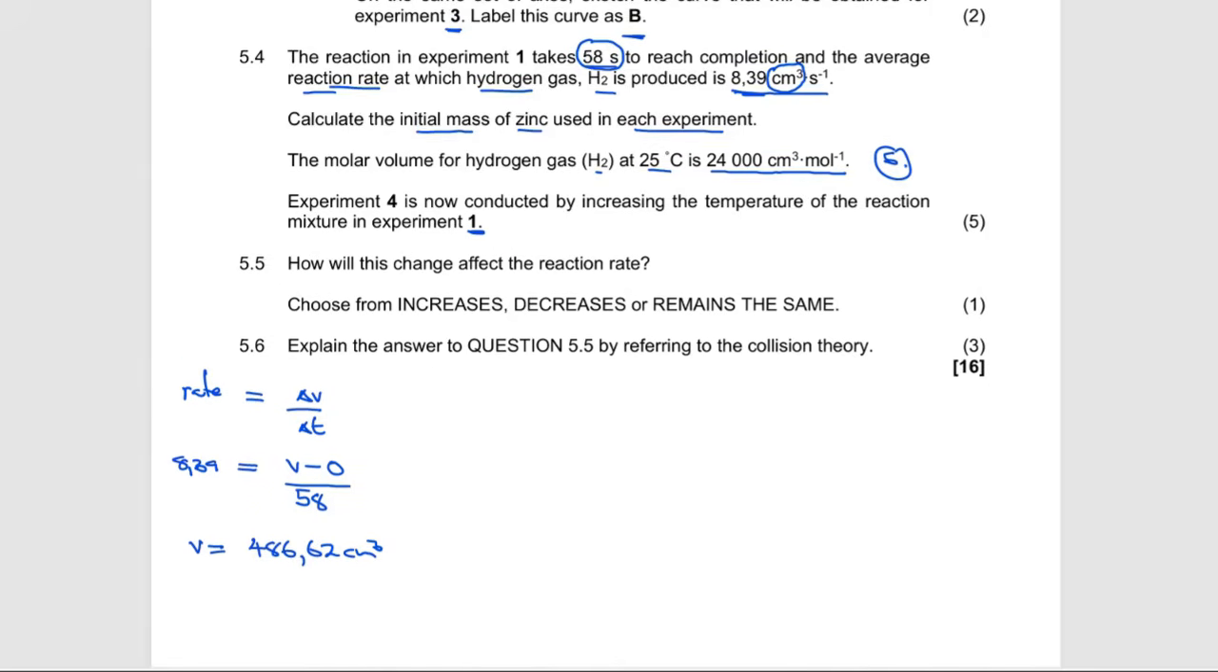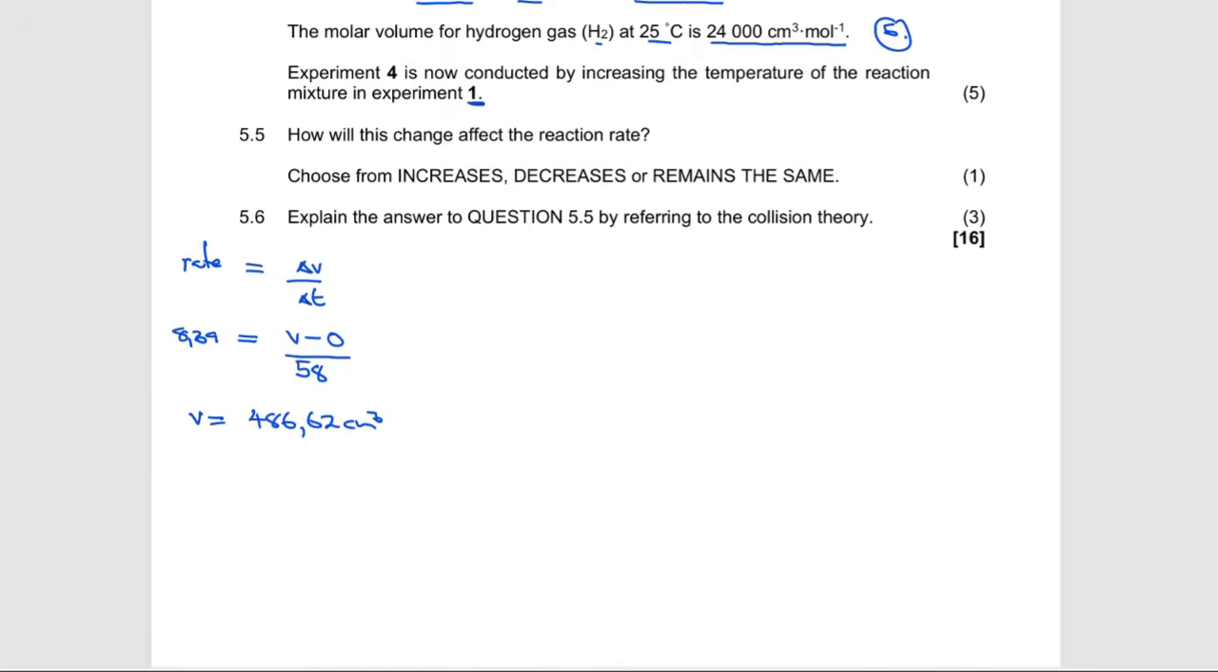After that, I'm going to proceed and calculate the number of moles. N is equivalent to V all over Vm. So the number of moles is equivalent to the volume that we got, which I'm going to substitute here, 486.62, all over the Vm. We're given that the molar volume of hydrogen gas at this temperature is 24,000, so I'm going to use that 24,000 at the bottom.